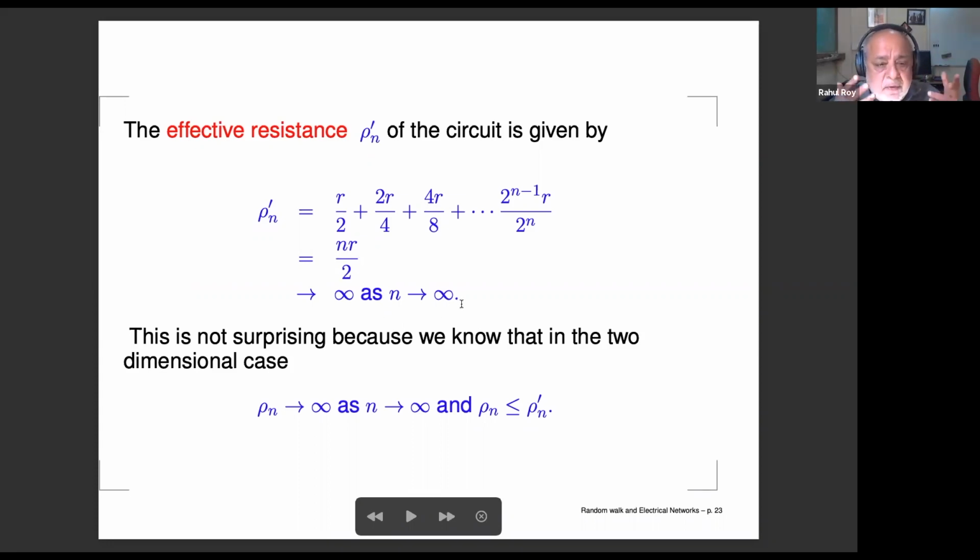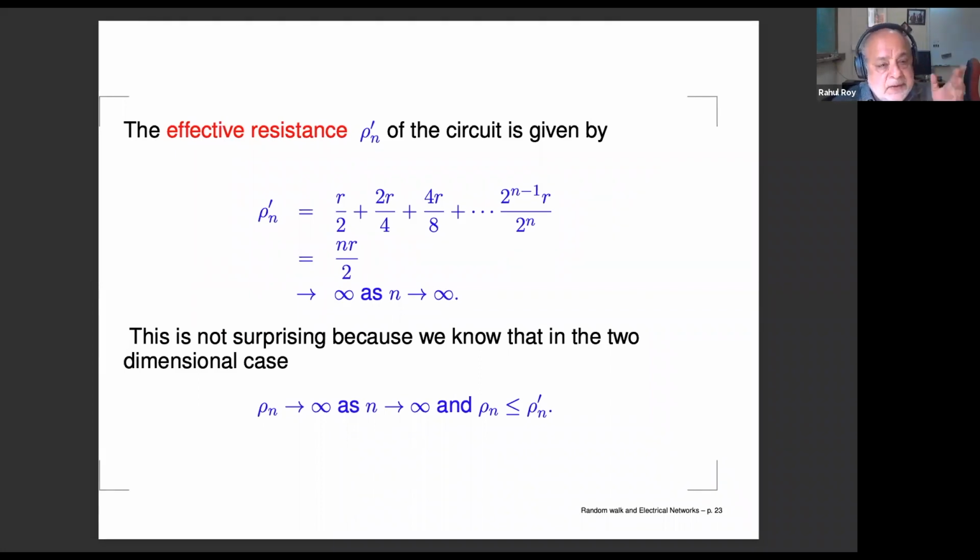And this is not surprising, because we are actually working in 2 dimensions. In 2 dimensions, we saw that in the original grid, the resistance goes to infinity, and this rho prime n is bigger than the effective resistance of the original grid, so this should also go to infinity.